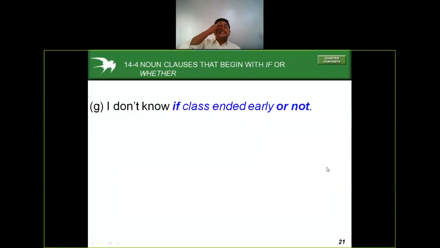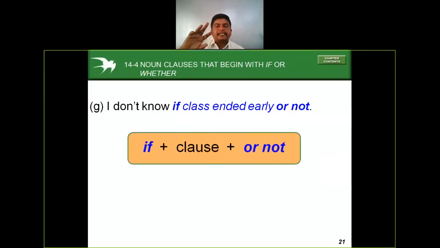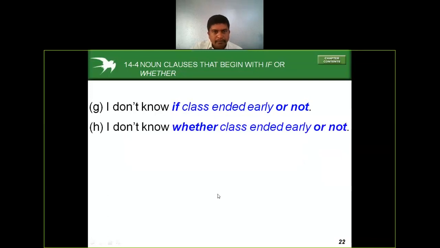Now, noun clauses that begin with if or whether. I don't know if class ended early or not. Look at the example over there. If plus class plus or not. For example, if is framing a noun clause plus class ended early, or not. This is a formula. Just write it down.